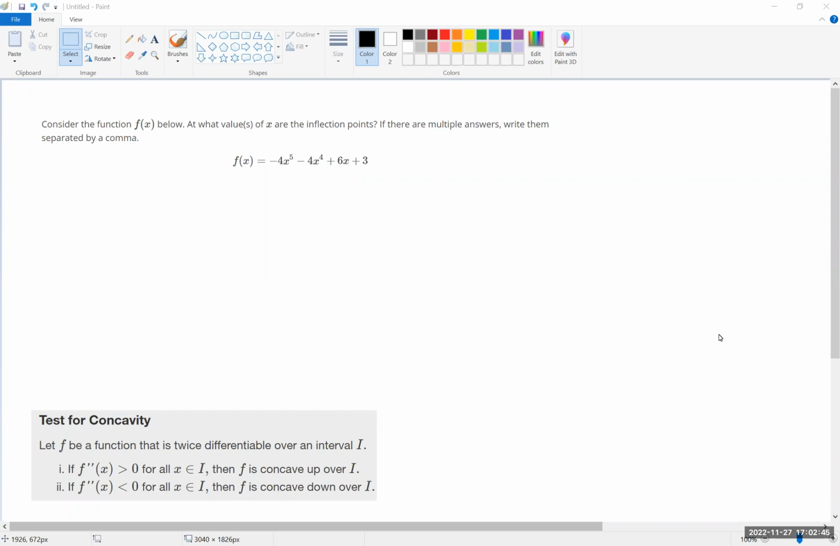This problem says, consider the function f of x below. At what values of x are the inflection points? If there are multiple answers, write them down separated by a comma.